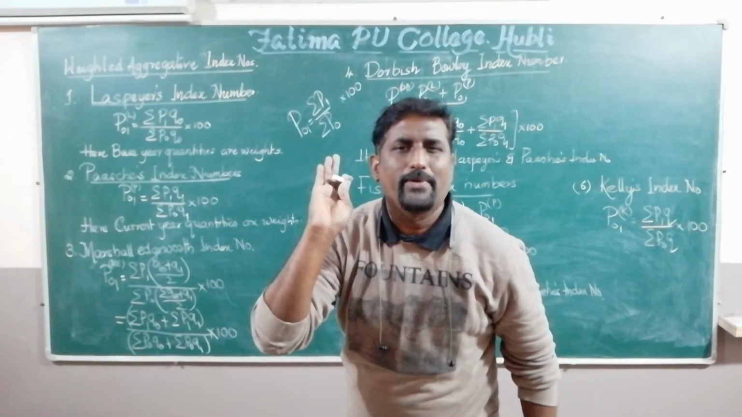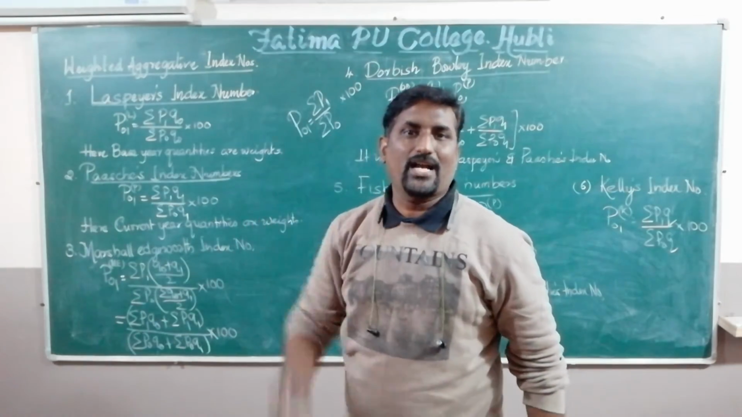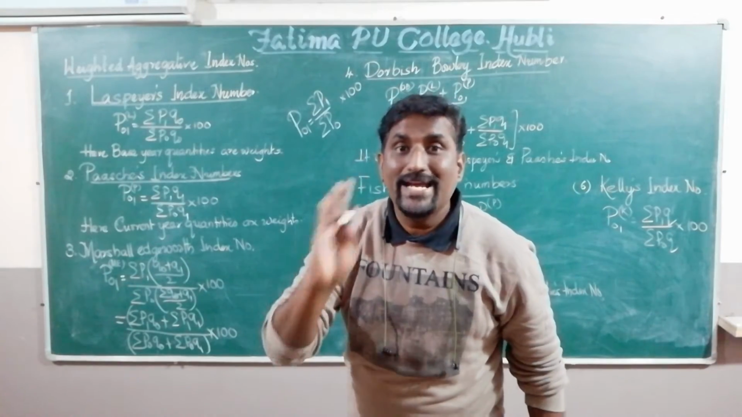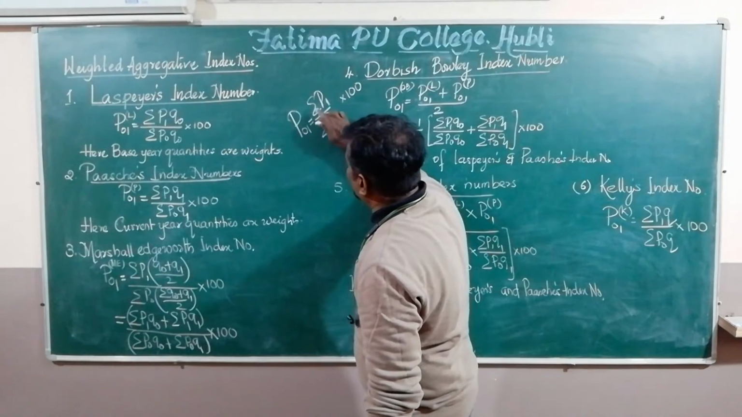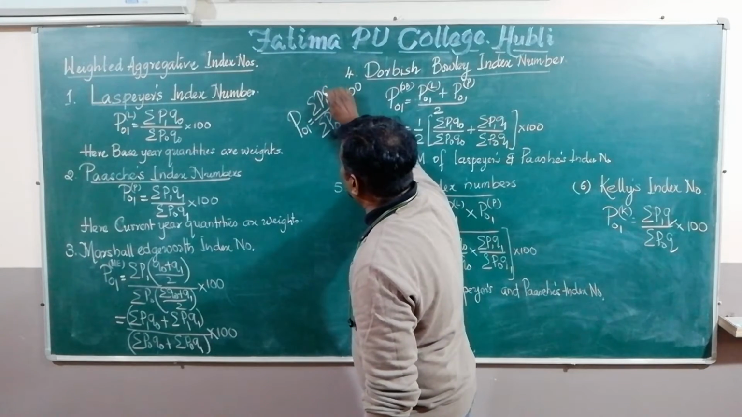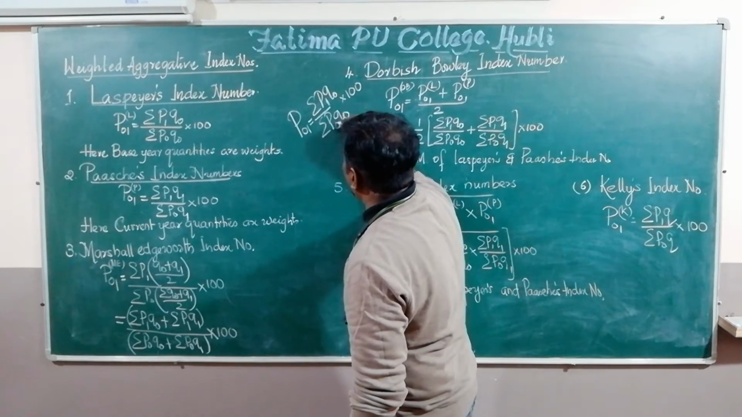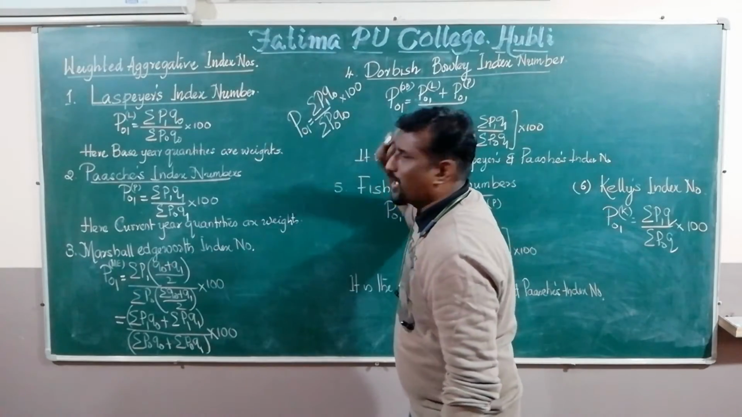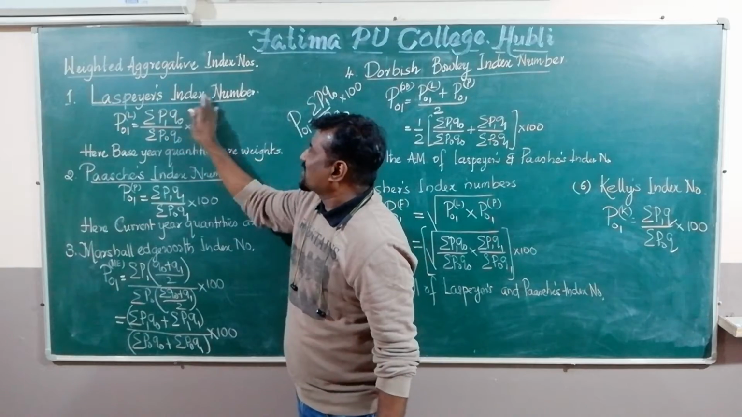That only you have to remember. Quantities of the base year are used. What quantities are used? Quantities of the base year are used. That is nothing but here in the formula summation P1 Q0 in the numerator, Q0 in the denominator, into 100. If you write, you will get last year's index numbers.